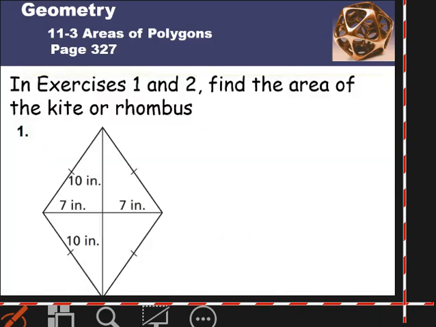Alright, so here's a practice problem for problem number 1. This is on page 327. Okay, so I'm going to ask that the sub pause it so you guys can try this one on your own, and then he'll pick it up.